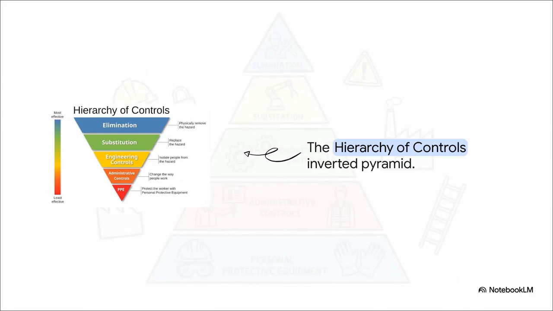Okay, so what's really interesting right off the bat is the shape itself. It's an inverted pyramid. Notice how it starts with this massive, broad, deep blue space up at the top, and then it cascades all the way down to this tiny, sharp red point at the bottom. That color gradient and the shrinking width, that's not just for show. It's visually telling us a very specific story about exactly how we need to prioritize our approach to hazards.